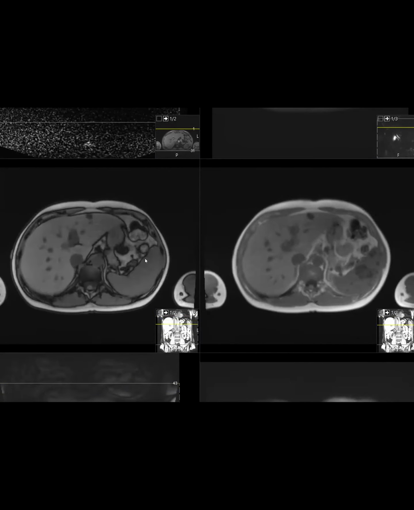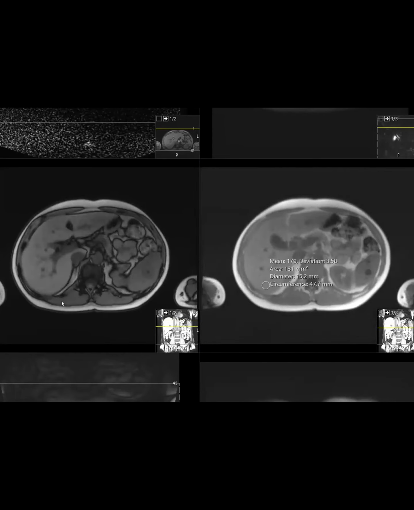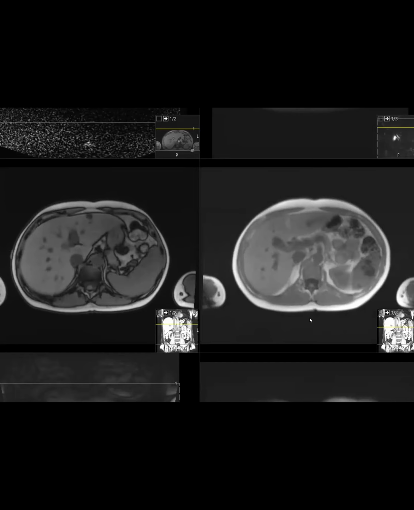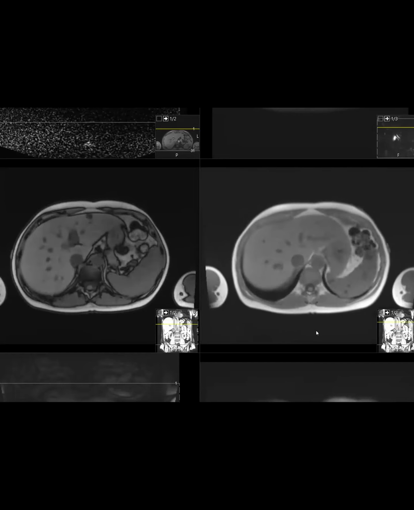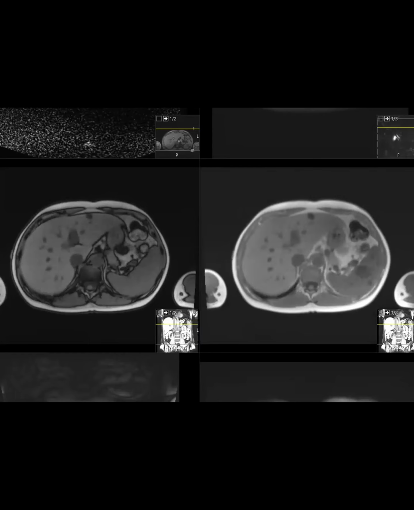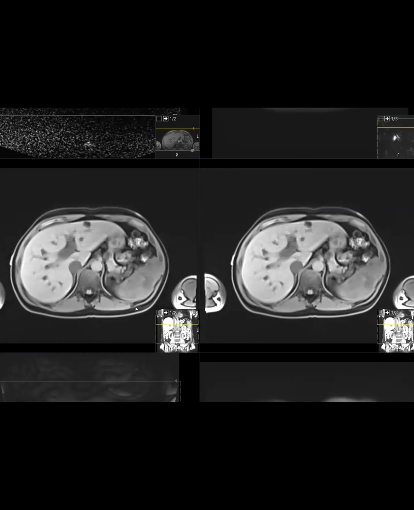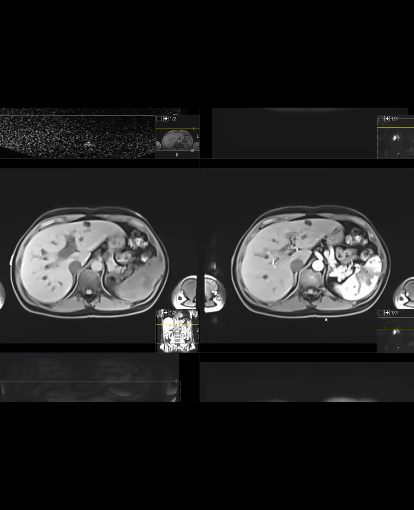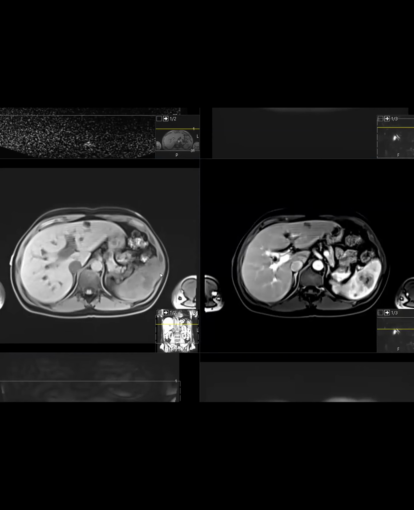So this is the out of phase and this is the in phase. There's something pertinent about the lesions on these in and out of phase. They're dropping out on the in phase, right? Yes, they were dropping out on the in phase. And then I'll just show you, hemochromatosis. This is the pre-contrast.